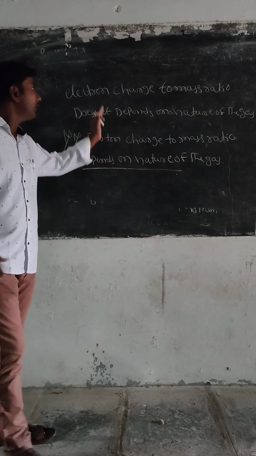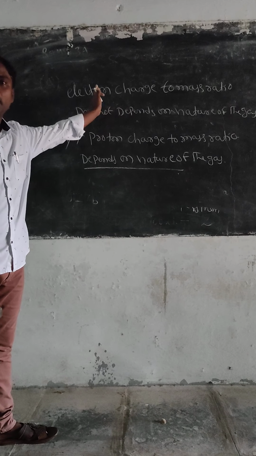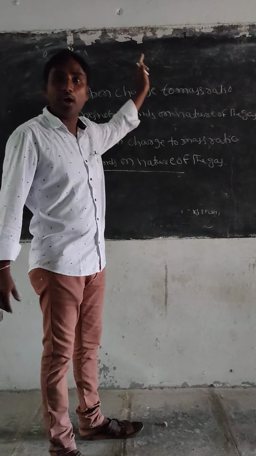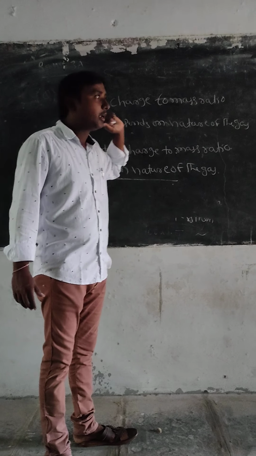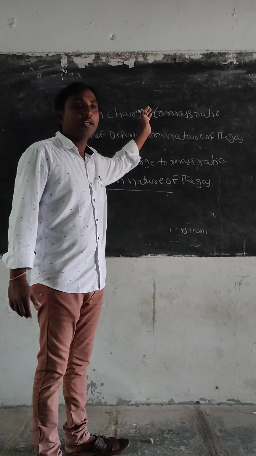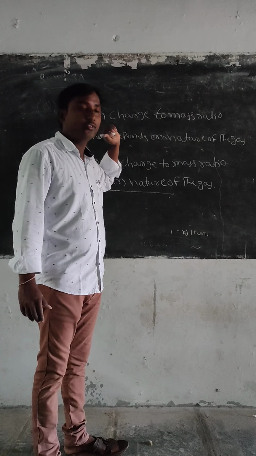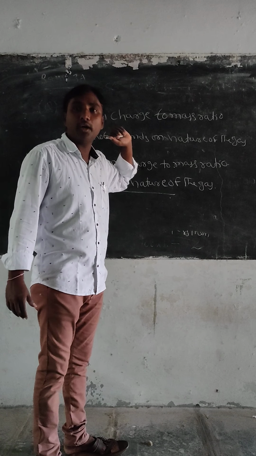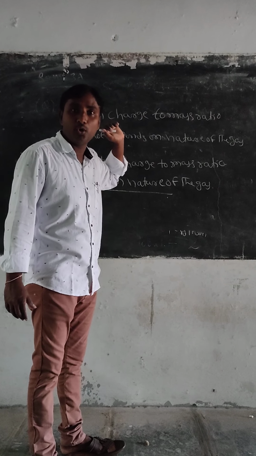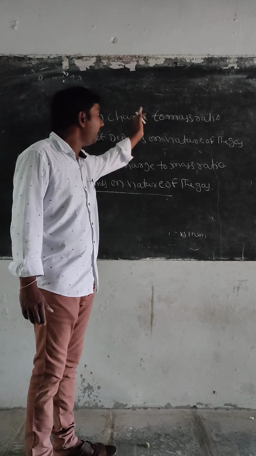So this is the concept about the cathode ray tube, charge to mass ratio, and a comparison of electron, proton, and neutron: charge, relative charge, mass, and relative mass. Next, the nature of both charge to mass ratios. Okay, this is today's topic.